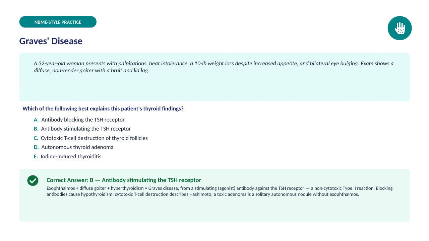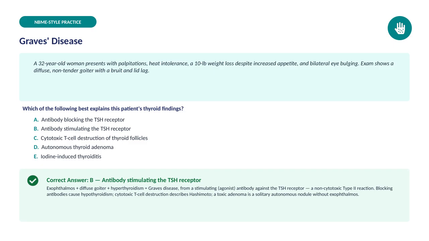This patient's symptoms of palpitations, heat intolerance, weight loss despite increased appetite, and bilateral eye bulging, along with a diffuse, non-tender goiter that has a bruit and lid lag, point towards Graves' disease. The key underlying cause here is an antibody that stimulates the TSH receptor, leading to excessive thyroid hormone production and the associated hyperthyroid symptoms. This immune response is a type 2 hypersensitivity, where the antibody acts as an agonist, unlike blocking antibodies that cause hypothyroidism.